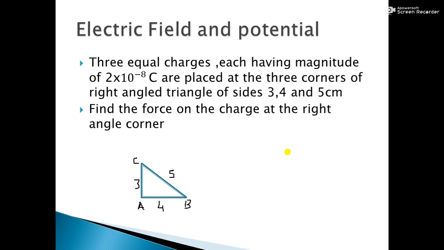There are equal charges, each having magnitude of 2 into 10 raised to power minus 8 coulombs, placed at three corners of a right angled triangle of sides 3, 4 and 5 cm. Find the force on the charge at the right angle corner. Consider the figure. AB is 4, AC is 3 and BC is 5 cm.